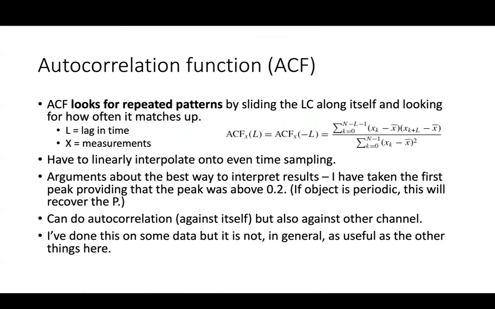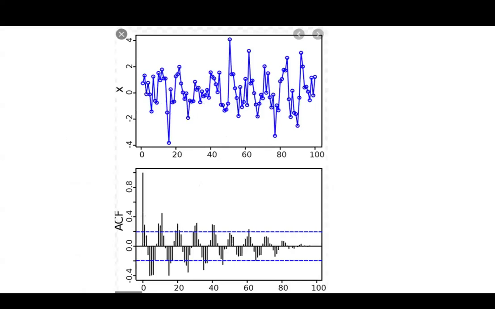So that's already a little squidgy. And moreover, there's arguments about the best way to interpret these results. In the stuff that I do, based on lengthy discussions with collaborators, we take the first peak, providing that peak was above the 0.2 threshold. The reason we do that is because if the object is periodic, this recovers the period. Some people do autocorrelation against itself, but you can also do autocorrelation against the other channel. I've done this on some data, but in general, I don't find it as useful as other people do.